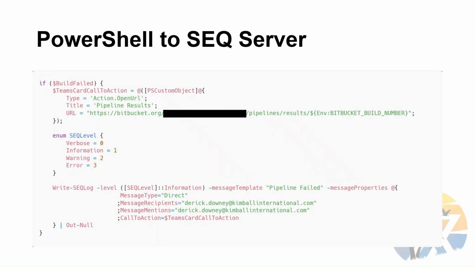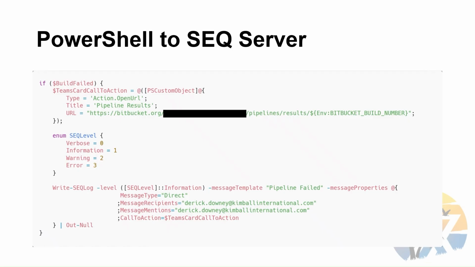So this is what it ends up looking like for me. If the build fails, then first I create this custom PowerShell custom object. Within it, it contains things like action, which is open the URL. When you click on it, it's going to open the URL. The title says pipeline results, and then the URL is generated by the Bitbucket build number.